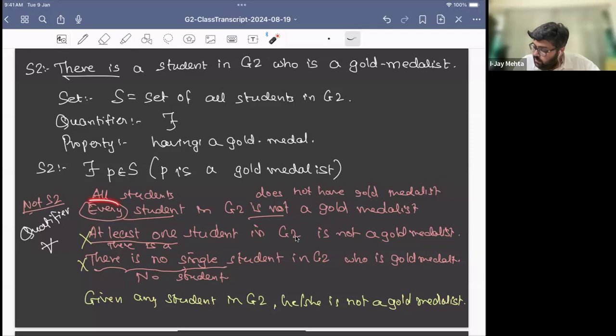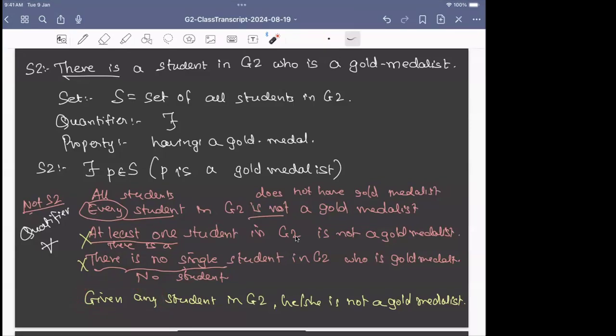But instead of every, as I said earlier, we say given any. So you can see that this statement says given any student, you choose any student in G2, he or she is not a gold medalist. Every student, this also is the same. It's a negation only. But we say given any, because when we say every and there is a not, then there is a question. Everybody is not a gold medalist. So not everybody is a gold medalist, or some are gold medalists, some are not. So there is a confusion. But here there is no confusion. We are saying given any student.